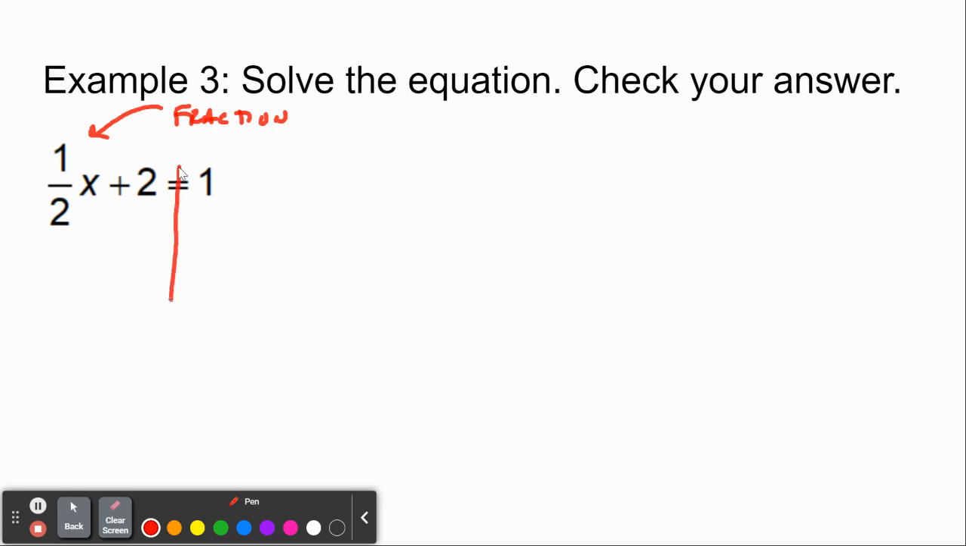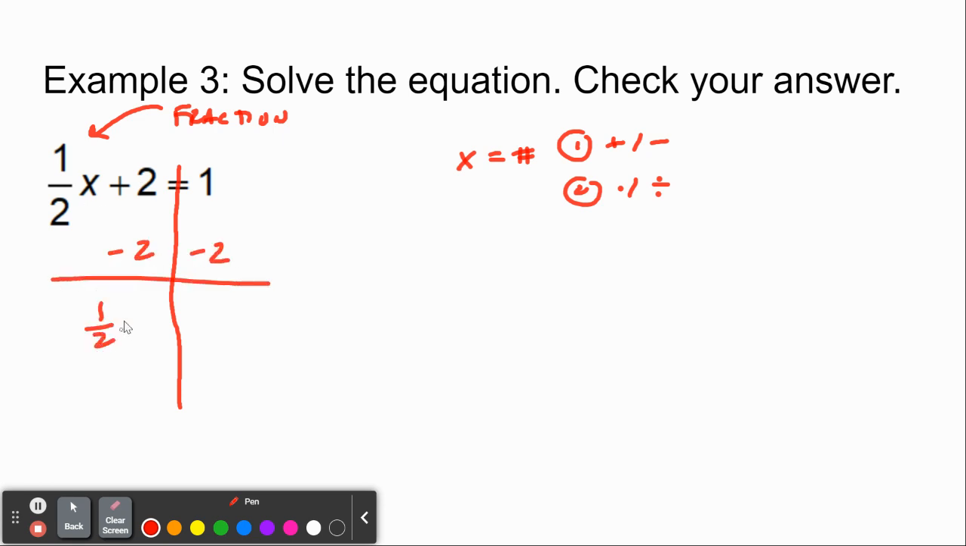So here's my line. I don't see any parentheses, so no distribution. I don't see any like terms on the left or right, so no combining like terms. So we're immediately going to start moving things across the equal sign. Now my x is on the left, so my final answer is going to say x equals some number. So I'm going to add or subtract first, and then multiply or divide second. I see this plus 2 here. We're going to subtract 2 on both sides. Bring down the 1/2 x. The 2's cancel. 1 minus 2 is negative 1.